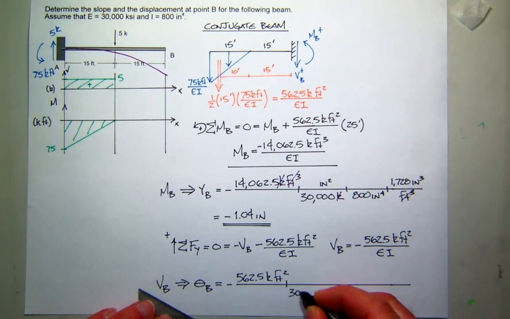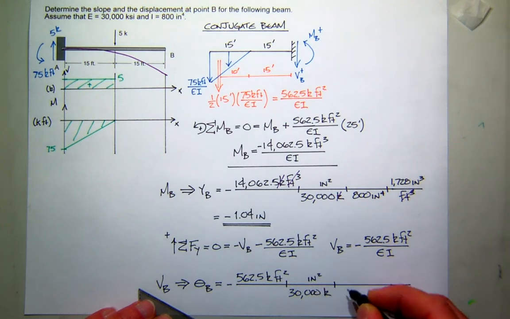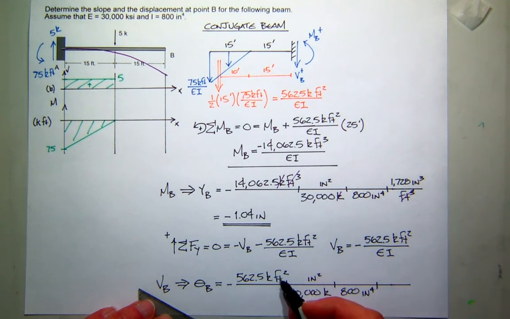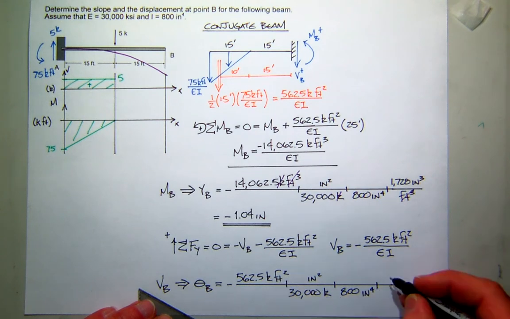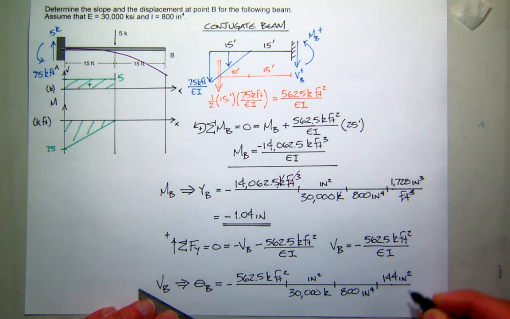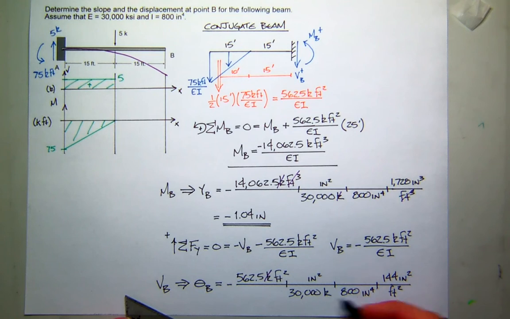So again, E is 30,000 kips per inch squared. I is 800 inches to the fourth. But now I have feet squared. So that's 12 squared inches. So that's 144 inches squared per feet squared. And if you look at the units again, take out kips, square feet. I have inches to the fourth in the numerator, inches to the fourth in the denominator. It is dimensionless. And mathematically, that's going to come out in radians.